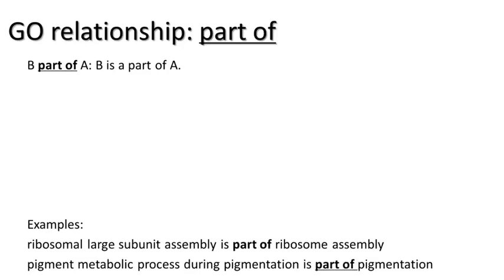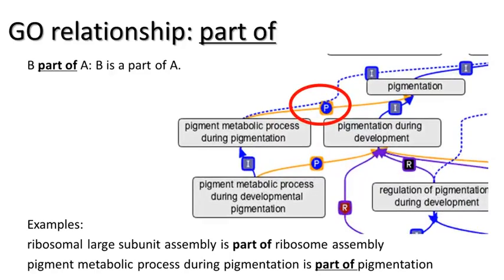The second relationship is part-of, such as B is a part of A. For example, ribosomal large subunit assembly is part of ribosome assembly. Pigment metabolic process during pigmentation is part of pigmentation. In the directed acyclic graph, the part-of relationship is shown with the letter P on the edge, with the arrow pointing to the mother node.